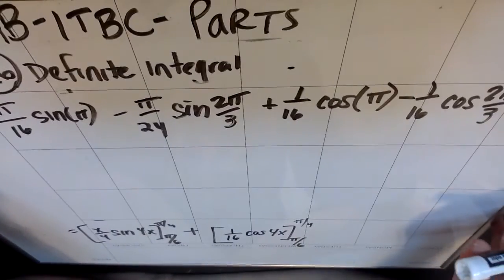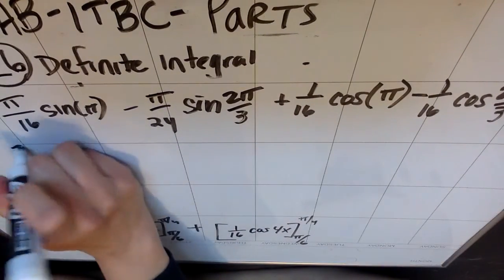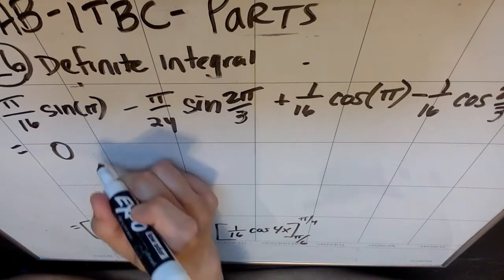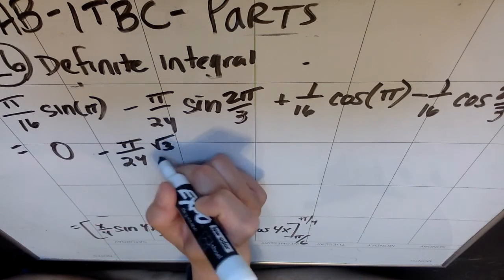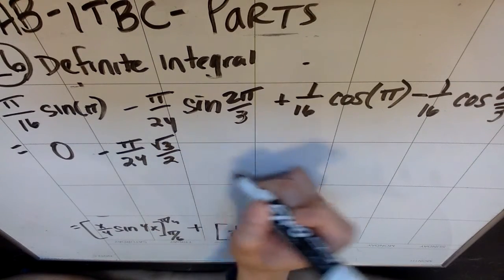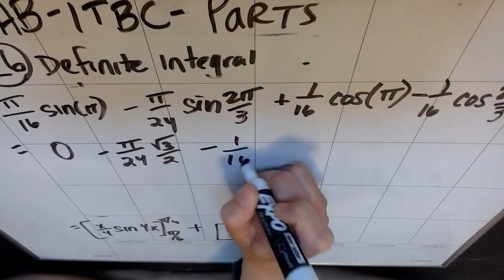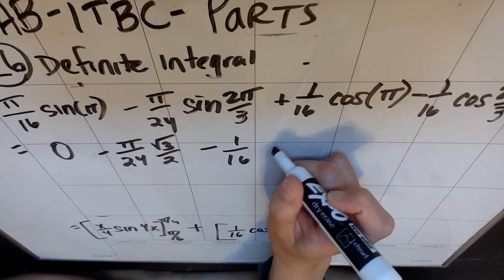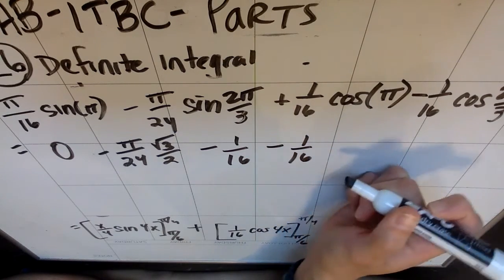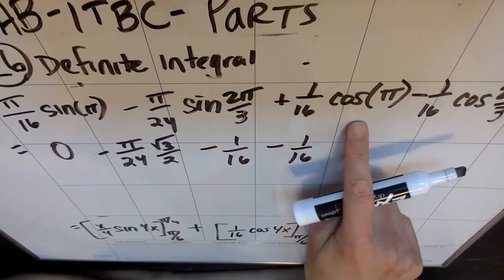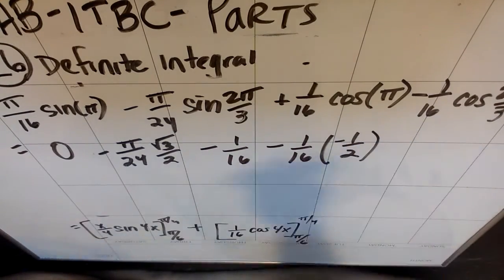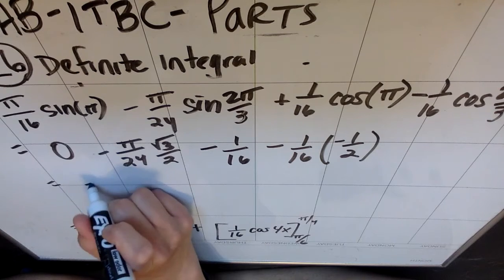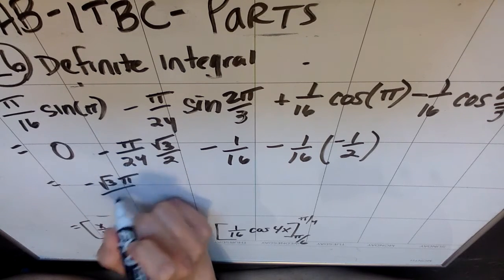And then I just have to know some stuff about the unit circle, right? So this is going to end up being a 0, minus a pi over 24 times a root 3 over 2, minus a 1/16, minus a 1/16 times, because that was a negative 1, by the way, times a negative 1/2, right? So I end up getting that this is negative root 3 pi over 48.